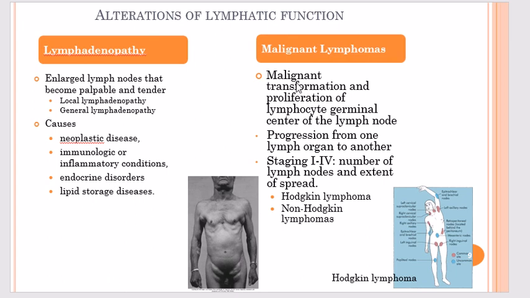Now, looking at malignant lymphomas, this includes Hodgkin's lymphoma and non-Hodgkin's lymphoma. And it involves the malignant transformation and proliferation of lymphocytes becoming non-functional. And what ends up happening is crowding occurs, which affects the normal function of cells, right? Affecting function of normal cells. And this can start in one organ and then progress to other areas. The condition is staged from 1 to 4, and this is based on the number of lymph nodes that are involved, and then of course the extent of the spread. Okay, so that's either Hodgkin's or non-Hodgkin's lymphoma.